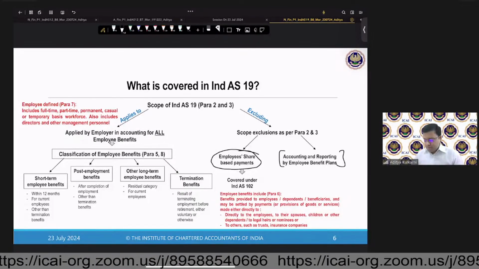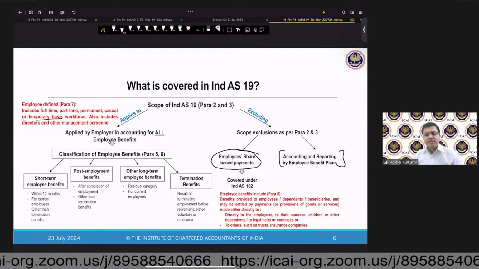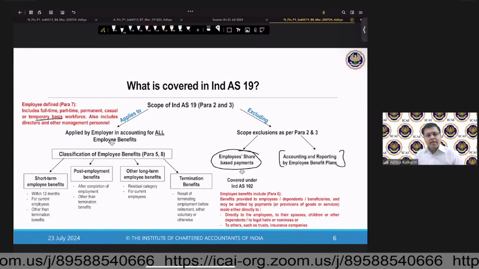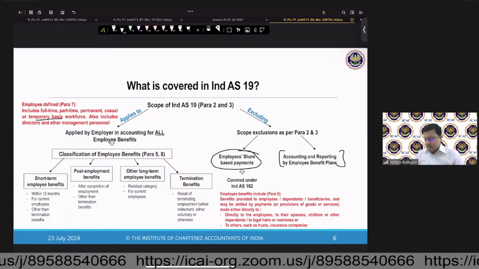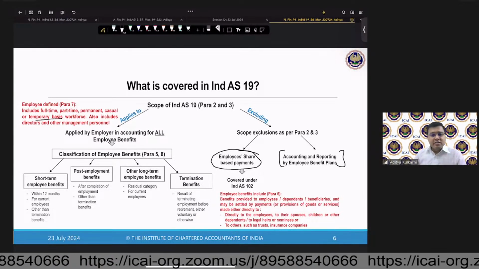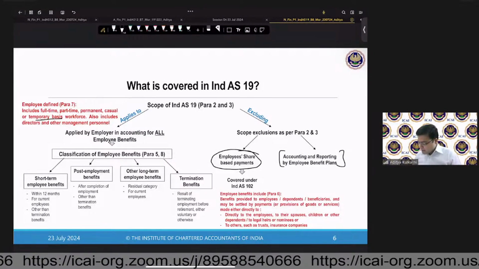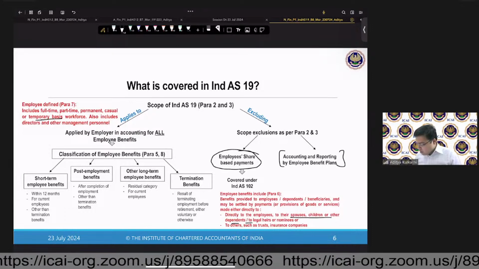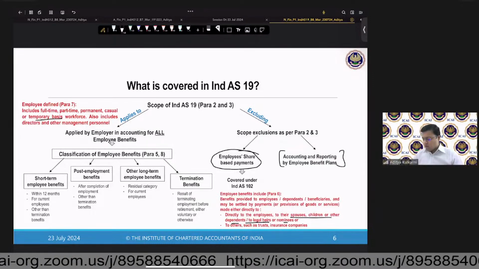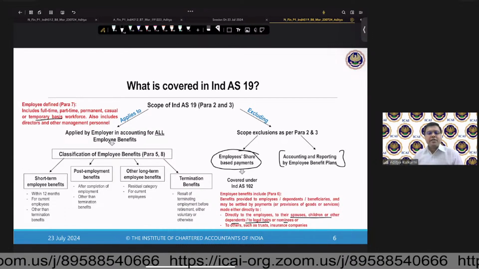When you talk about an employee, it means full-time, part-time, permanent, casual, as well as temporary basis workforce. All of these together form part of your employees, and it also includes directors as well as other managerial personnel. When you talk about employee benefits, it not only restricts the benefits payable to the employees, but it also includes those benefits which are payable to their spouses, children, or other dependents, or to their legal heirs or nominees, or to others such as trusts or insurance companies.